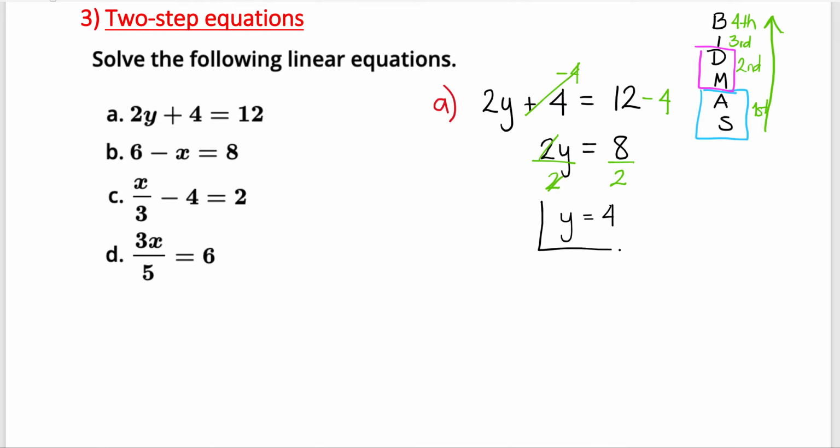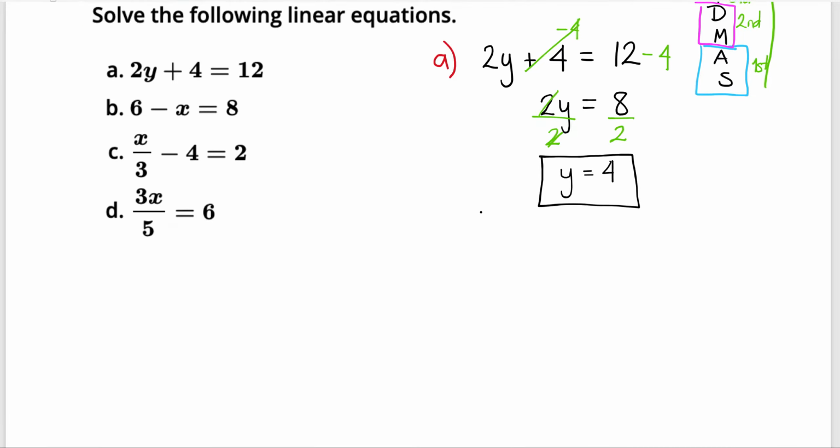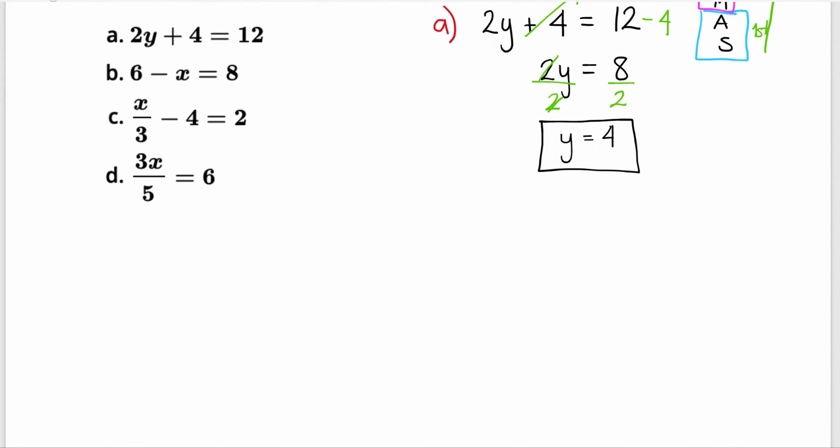And I'm going to encircle my answer. Wonderful. Let's do B. I'm going to do it here. Okay, so I have 6 take away x is equal to 8.